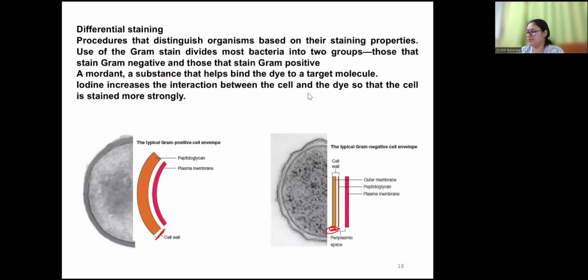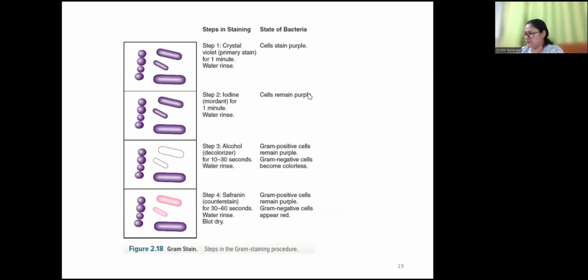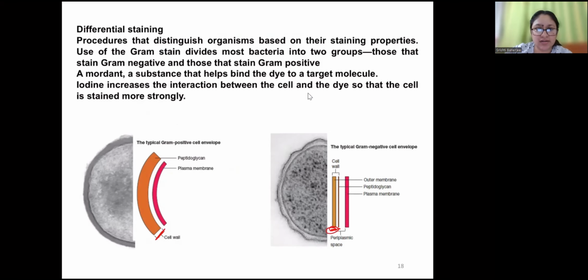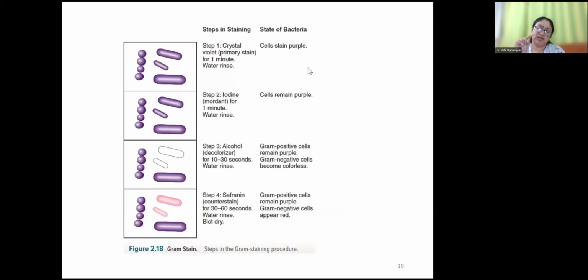Teichoic acid is present in gram... Are you asking me, Amardeep, whether teichoic acid is present in gram? Yes, sorry. Teichoic acid is present in gram positive, and the outer membrane of the gram negative cells has the LPS layer, the lipopolysaccharide layer, which imparts a negative charge. Thank you for correcting me. You're correct.